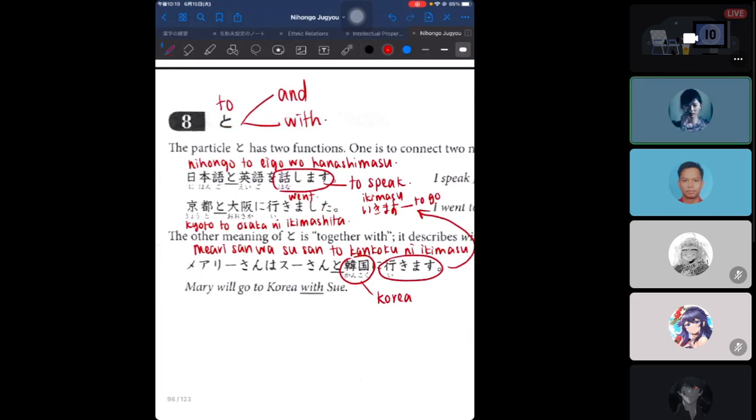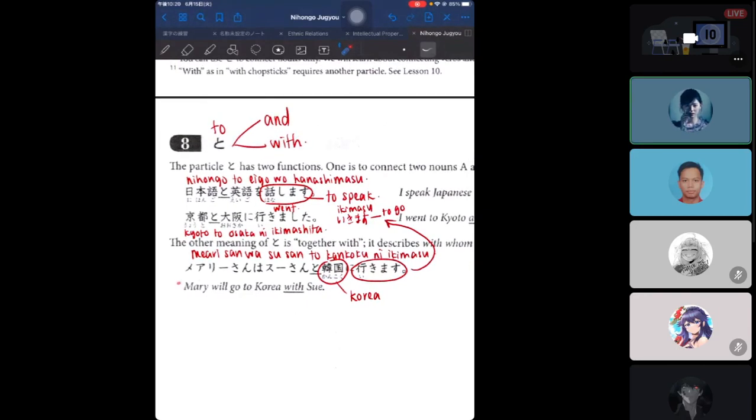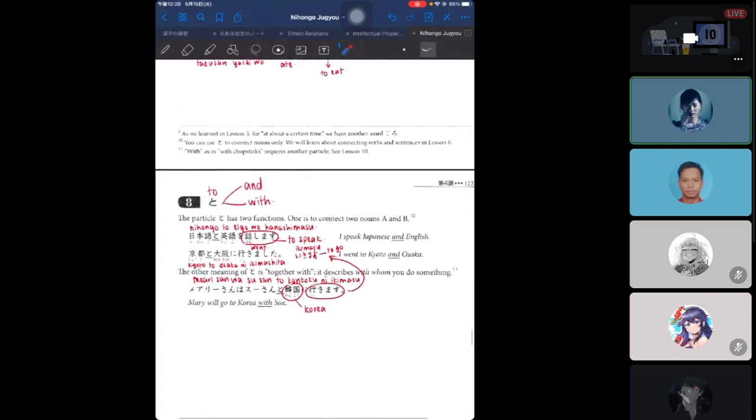So basically, this sentence is saying that Mary will go to Korea with Sue. That's why you use と, because it can also mean "with". Mary-san wa Sue-san to, Mary with Sue, is going to Korea. 韓国に行きます. So that is how you use と. It means "and" and "with".